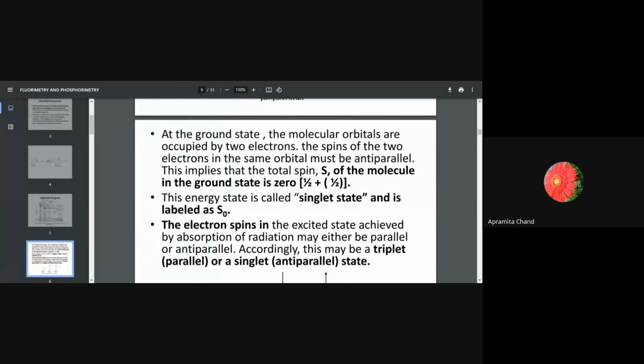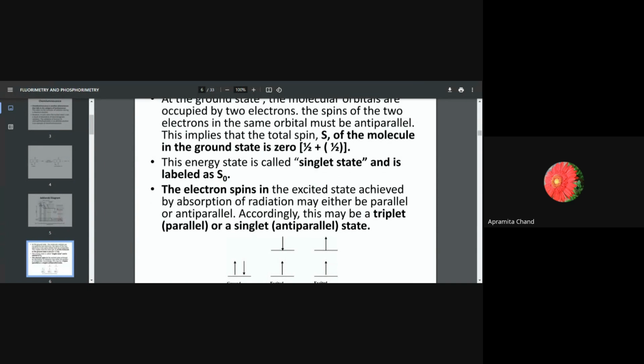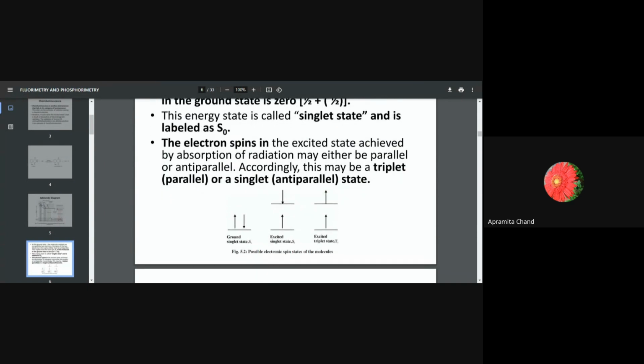Okay, so here is the explanation. At the ground state, the molecular orbitals are occupied by 2 electrons with antiparallel spins. So the total spin of the molecule is 0, and this is known as the singlet state, S0. When it is in an excited state, the electron spins are in excited state. So if you have an excited state S1 or S2, this will be antiparallel. Okay, there will be first one parallel like this and another antiparallel.